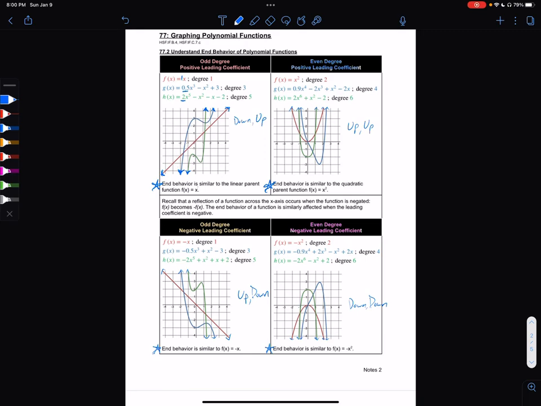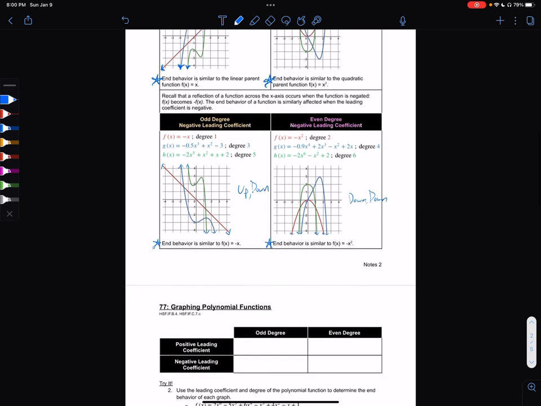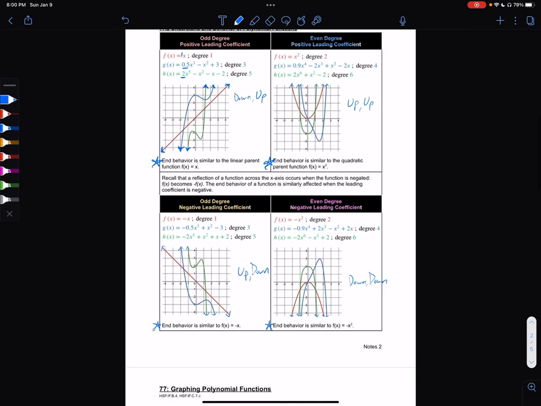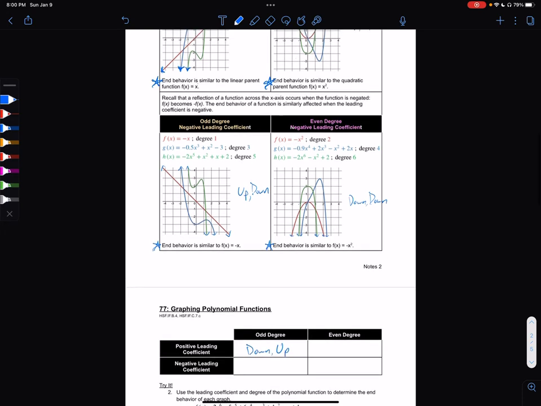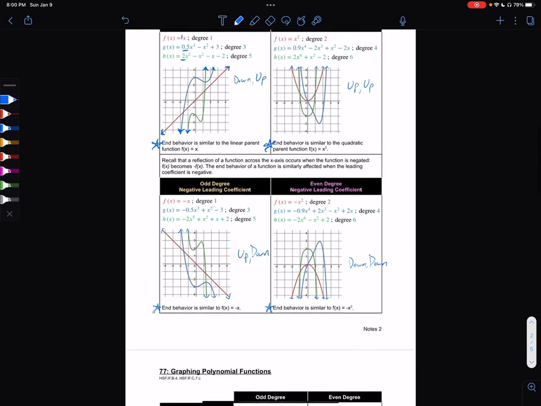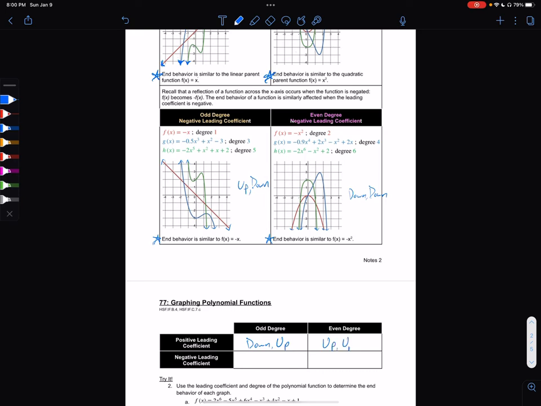Because of the size of these graphs and how much space they took up, the next chart is just kind of a shortcut that you can use. So here we have a positive leading coefficient with odd degree. That's our first example, positive leading coefficient with odd degree. That has an end behavior of down, up. So you can just use this as a reference chart. Positive leading coefficient with an even degree. That's that top right. That would be up, up. Odd degree, negative leading coefficient would be up, down, and negative leading coefficient with an even degree would be down, down.